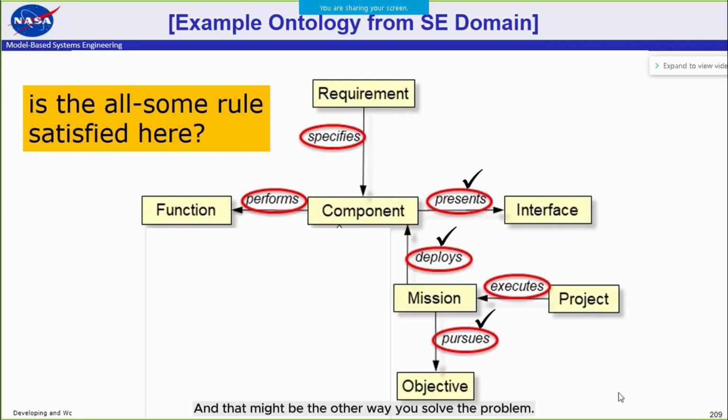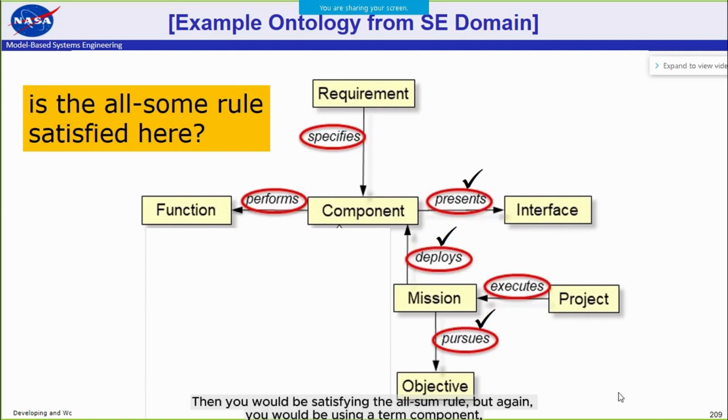And that might be the other way you solve the problem. You say, well, by component, I mean anything that could have a requirement. Then you would be satisfying the all-some rule. But again, you would be using a term component, which is going to be used by nearly everybody else to mean part of a machine or something like that. And you're using it to mean field in a desert where you might launch a Mars satellite from. Yes.